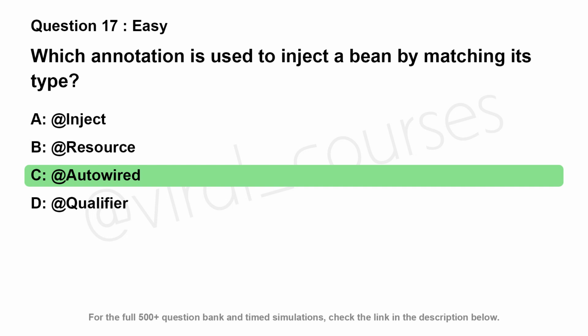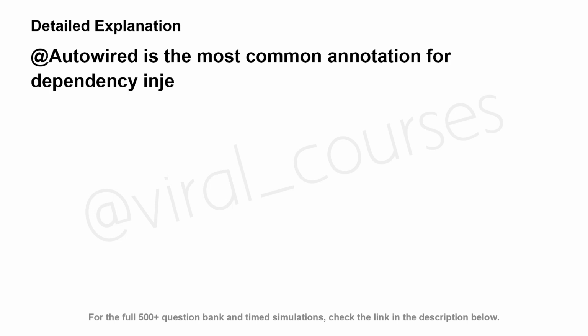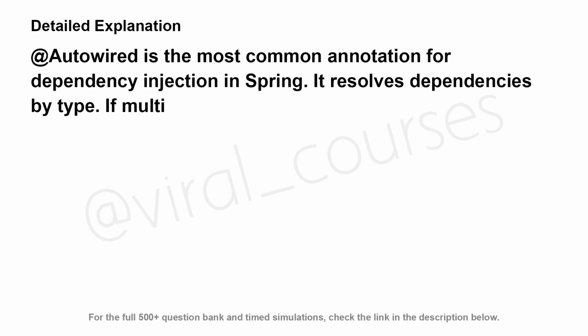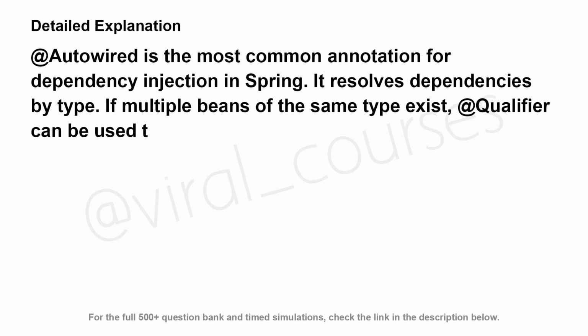The correct answer is C. @Autowired is the most common annotation for dependency injection in Spring. It resolves dependencies by type. If multiple beans of the same type exist, @Qualifier can be used to resolve the ambiguity by name.